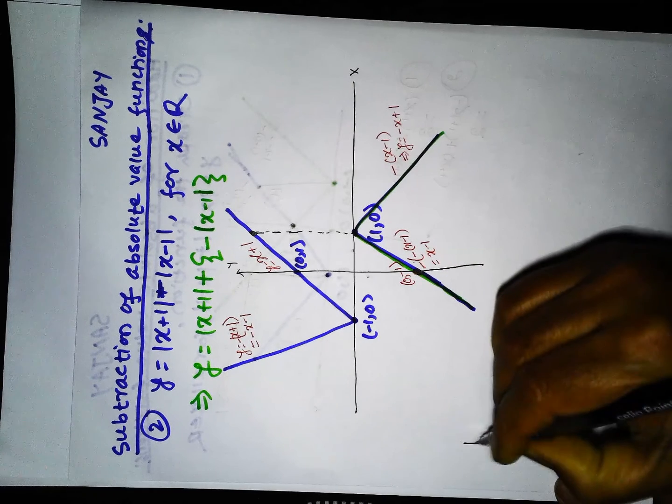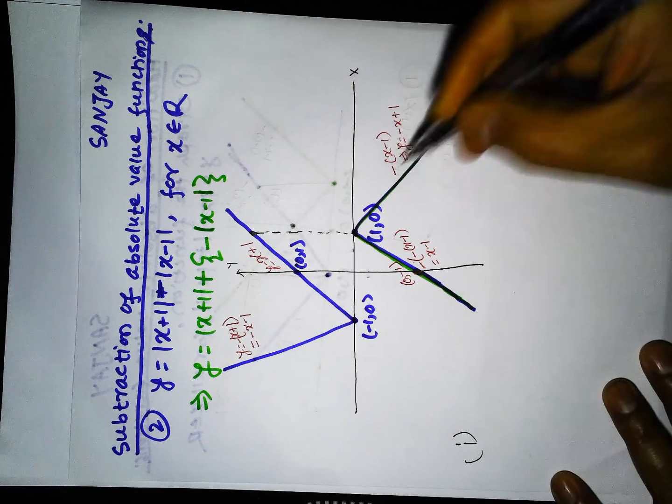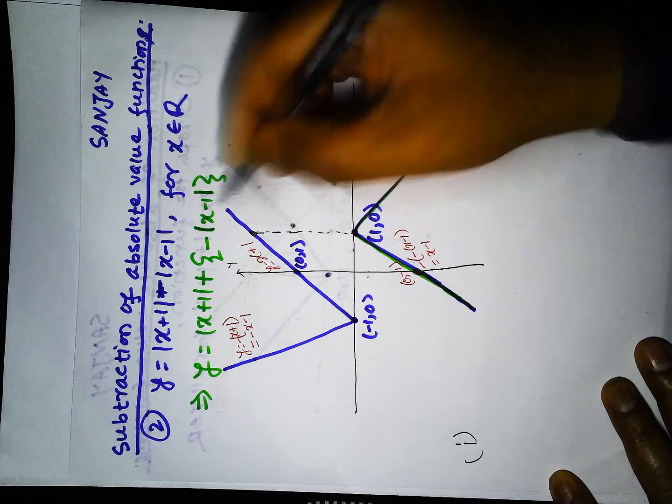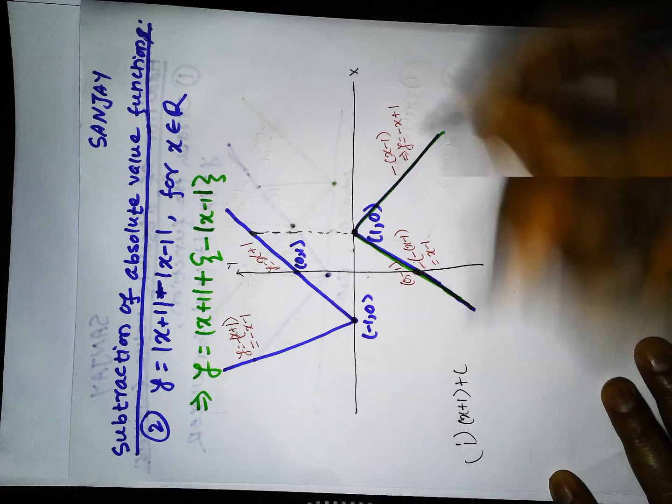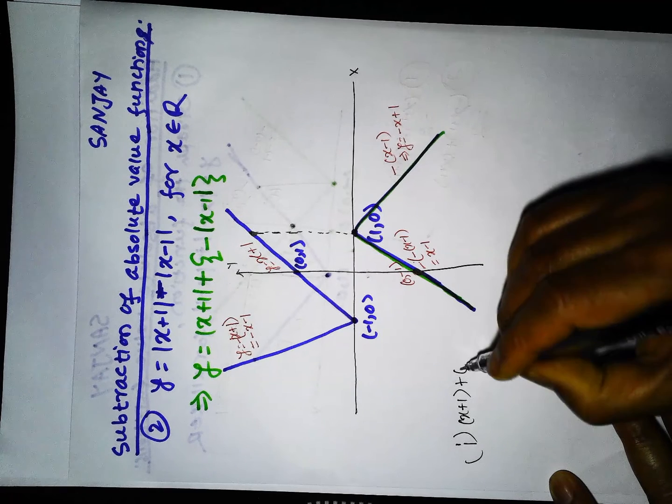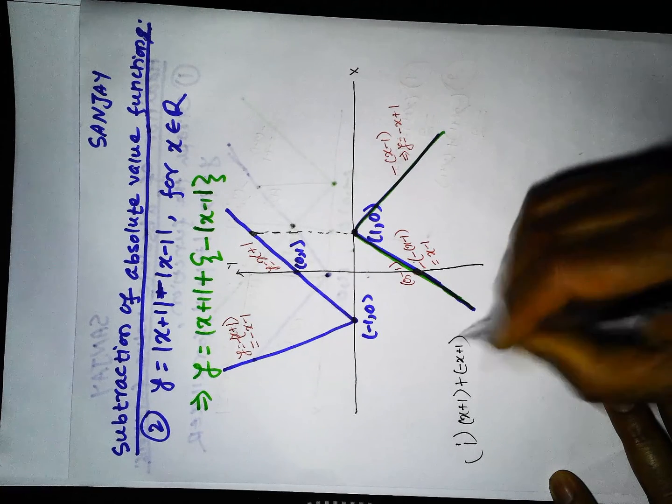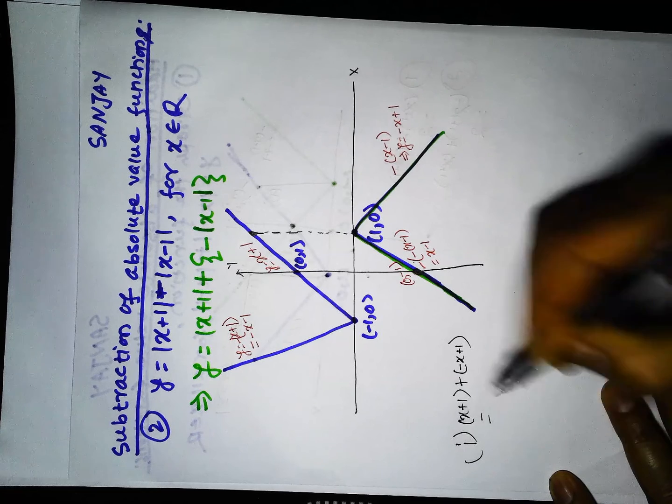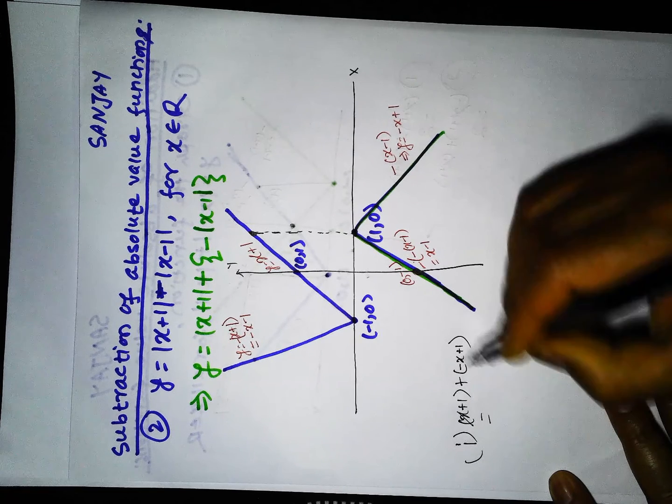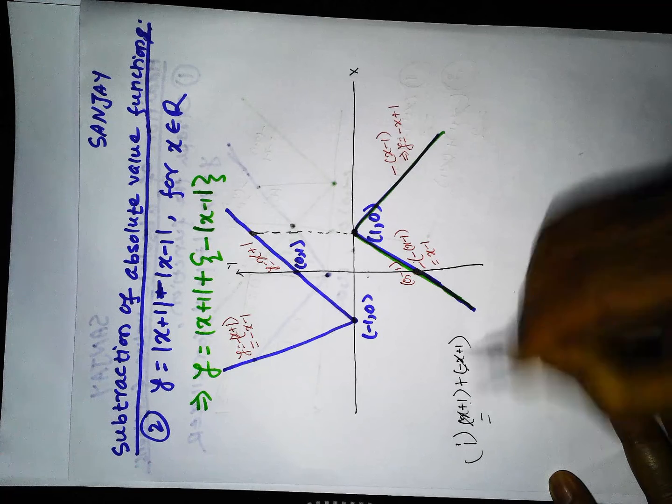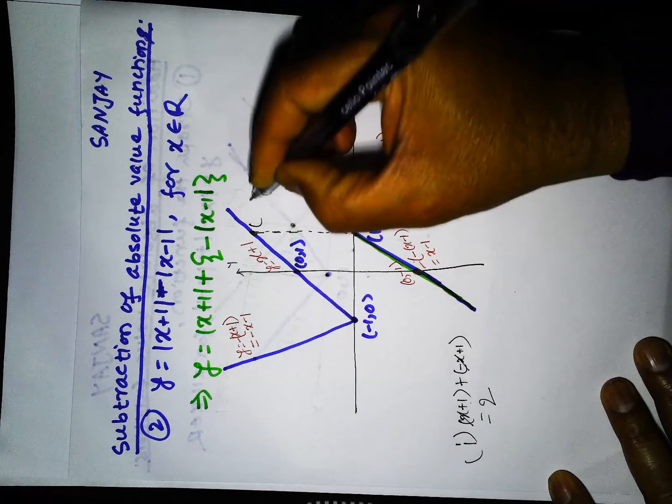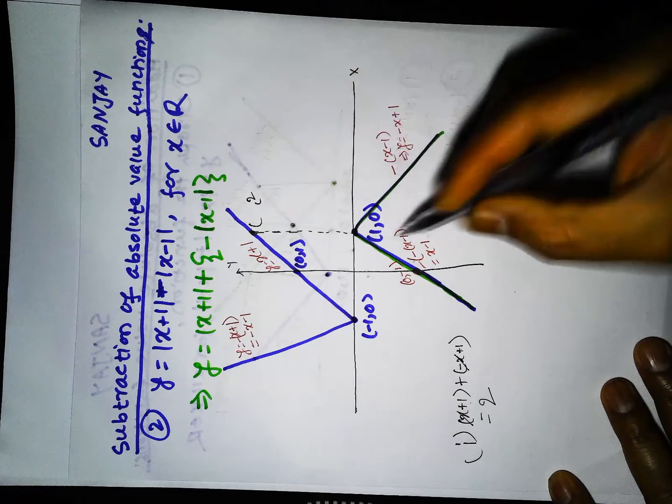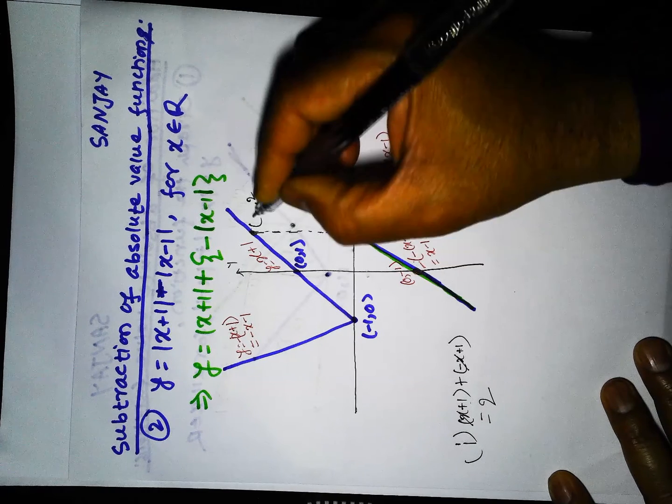So first work is that equation of this line is x plus 1, plus equation of this line is minus x plus 1. So that is going to be plus x and minus x cancel, so y value is 1 plus 1 is going to be 2. So here the value of y will be 2 and x is 1.